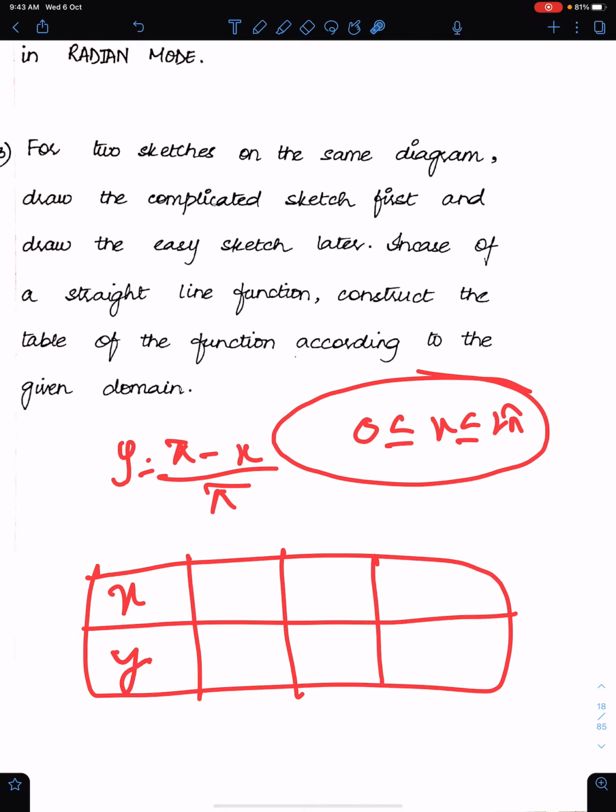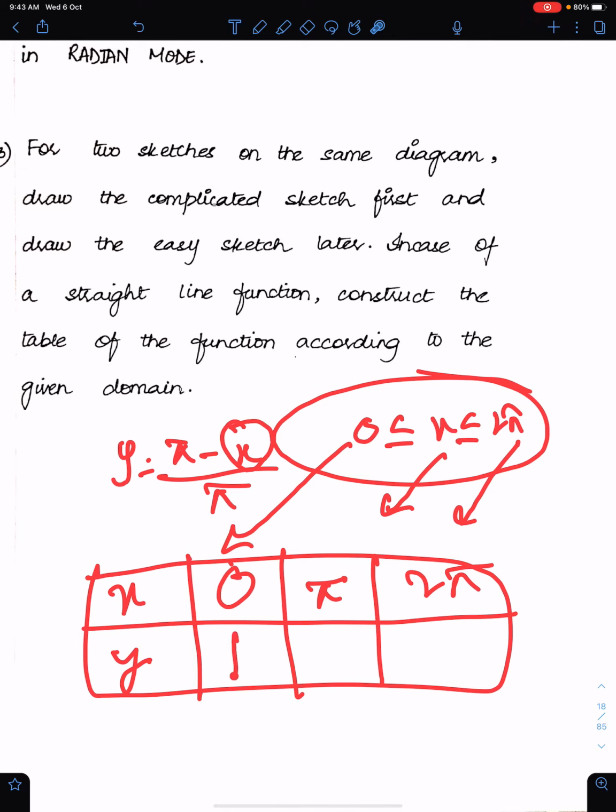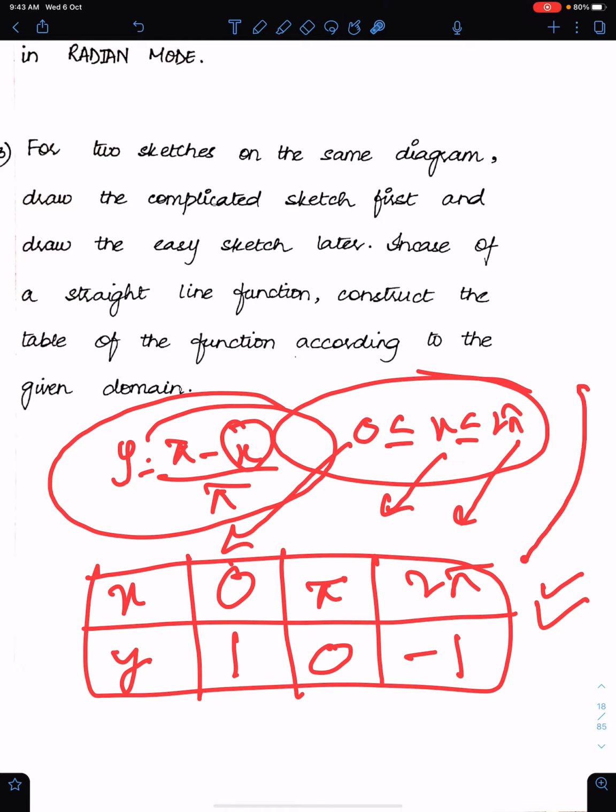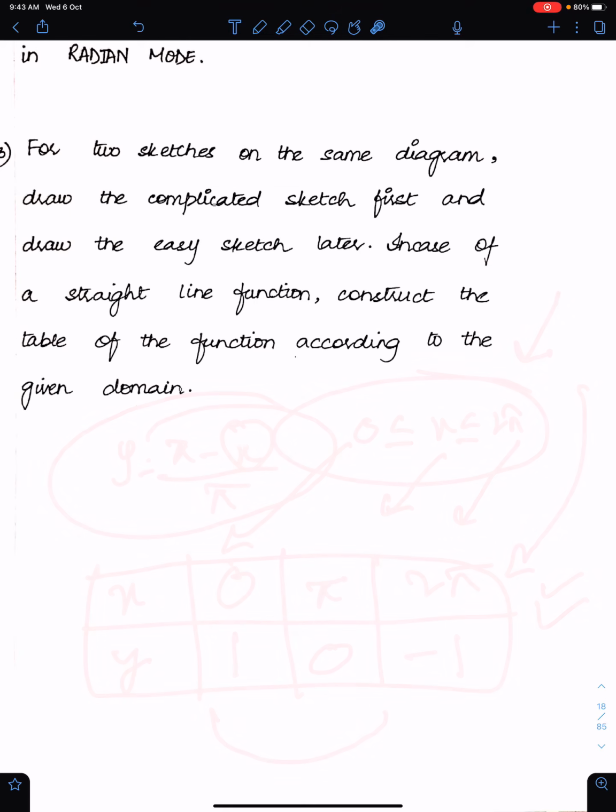X, Y. We need the first value, the last value, and the middle value. So when we substitute 0 here, we'll get 1, pi, 0, 2 pi minus 1. So in case of straight lines, always construct the table according to the given domain and then draw the line.